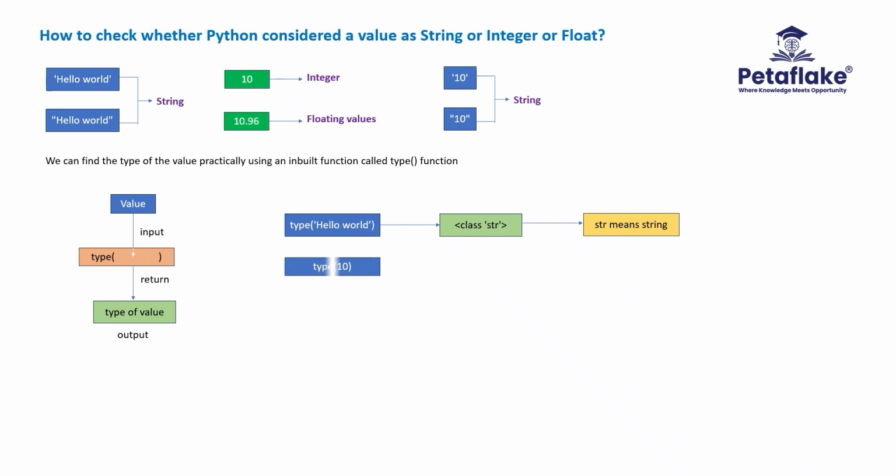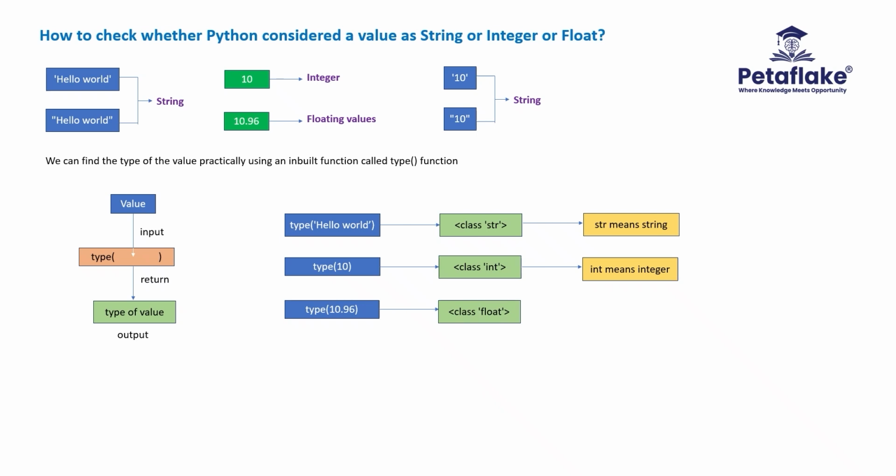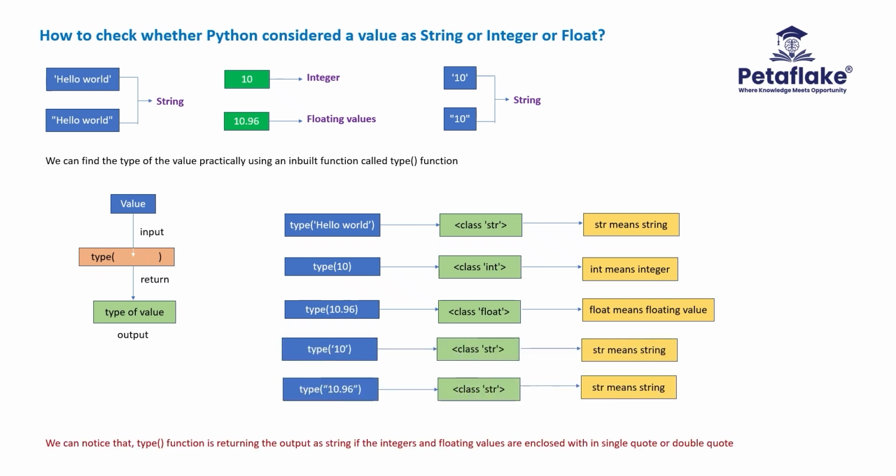When we pass an integer to the type function, it returns the output as class int. Int is the short form used for integer. When we pass a float value to the type function, it returns the output as class float. Float is the short form used for floating value. Based on the output of type function, we can easily see the type of value in the Python interpreter. We can notice that type function returns the output as string if the integers and floating values are enclosed within single quote or double quote.